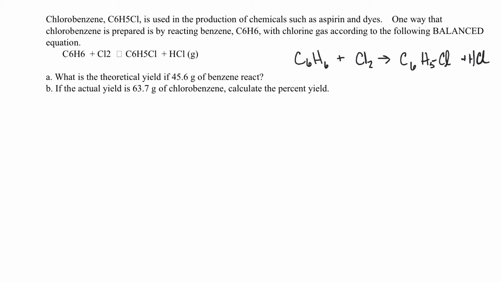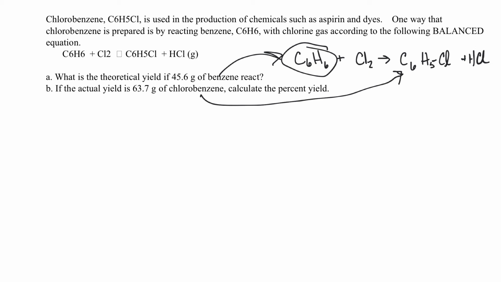Okay, and it's asking what the theoretical yield is if 45.6 grams of benzene reacts. So this is benzene, and the chlorobenzene would be this right here, okay? So the theoretical yield is the yield that we can get if we do the equation. In theory, this is how much chlorobenzene we should get, right?